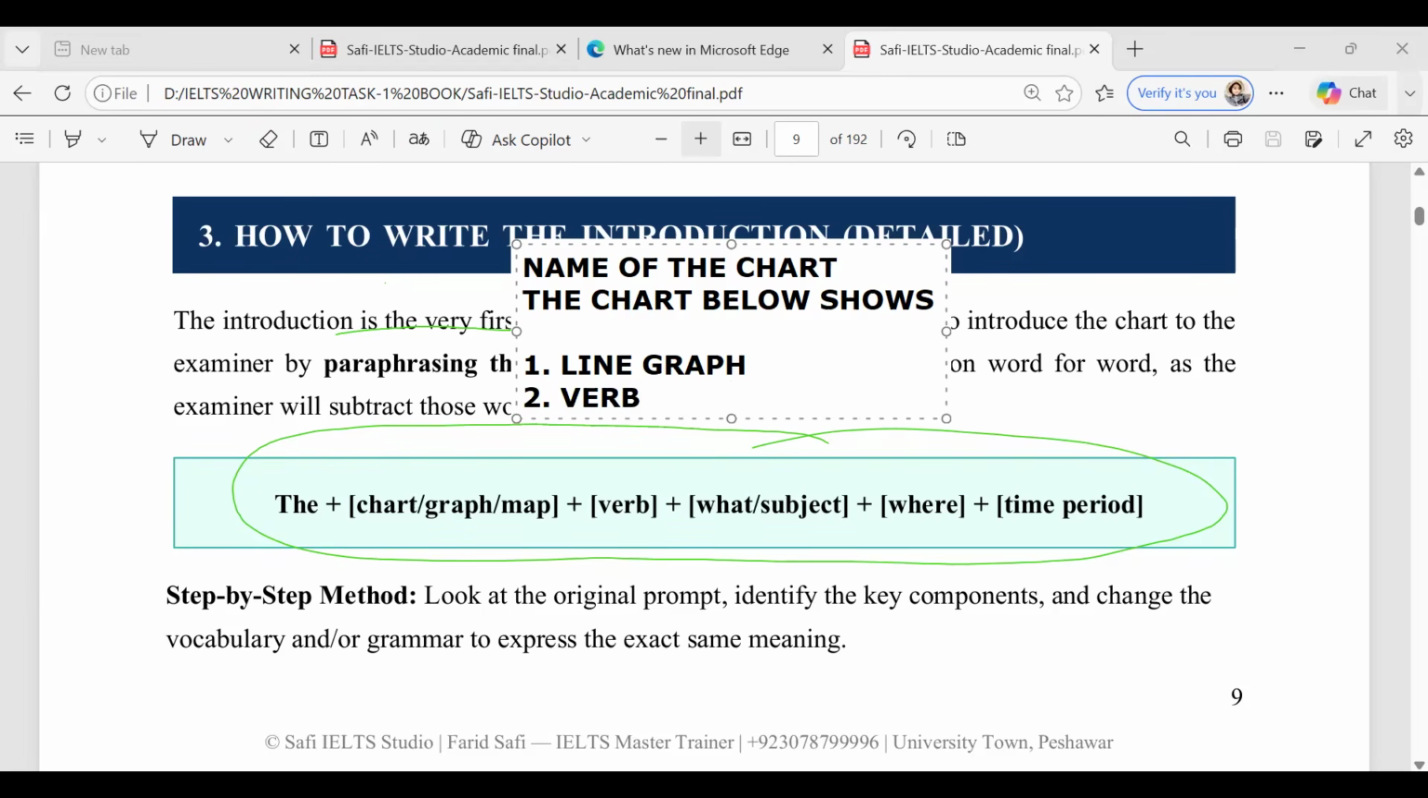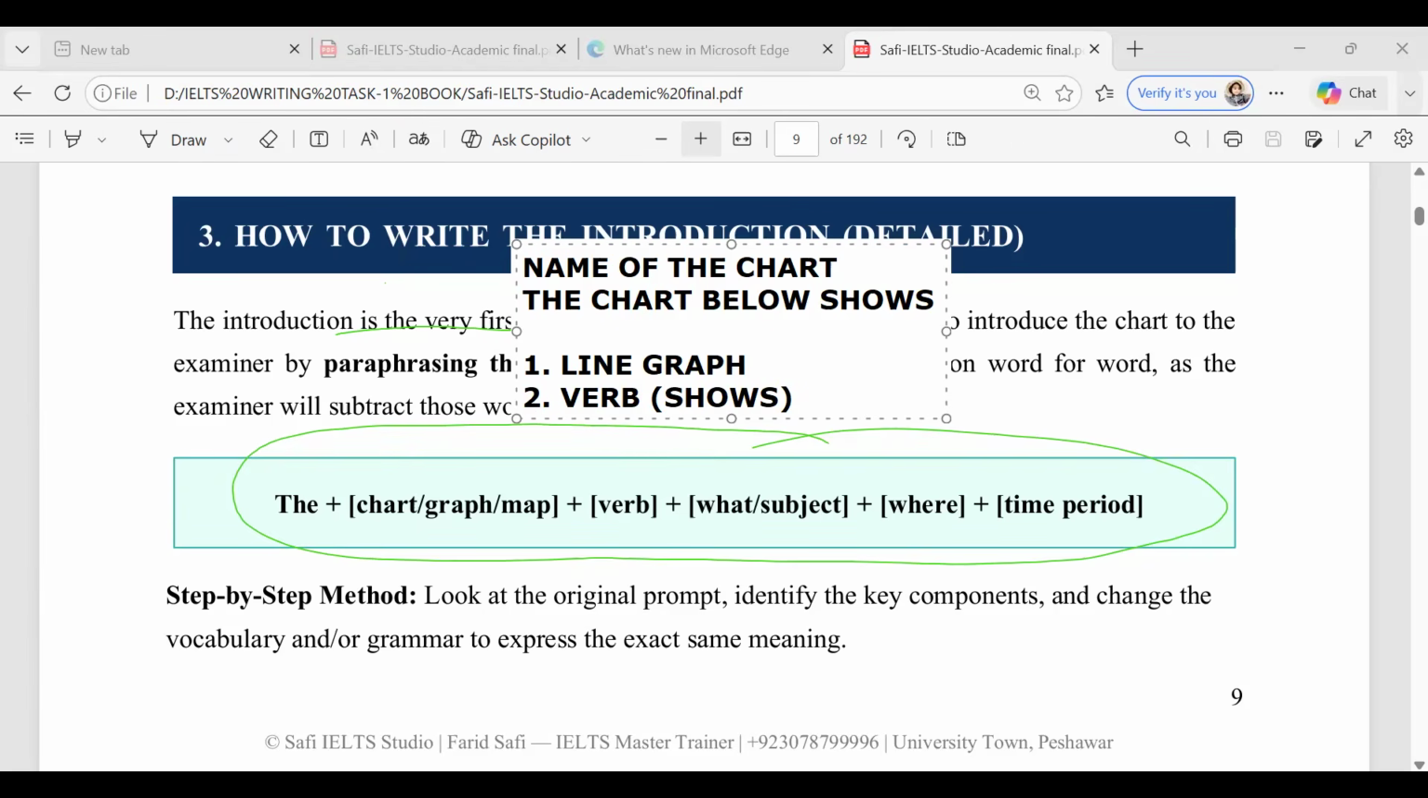IELTS usually uses the verb shows, and you're supposed to change this verb. You can write illustrates, demonstrates. I will give you a list, you have it in this book. Demonstrates, represents, depicts, compares, clear? Different verbs you can use. So the second point, you need to change the verb.